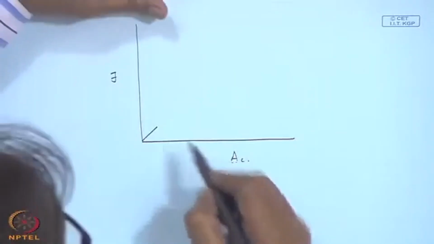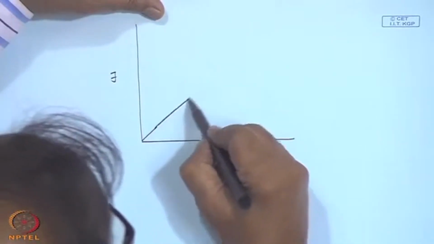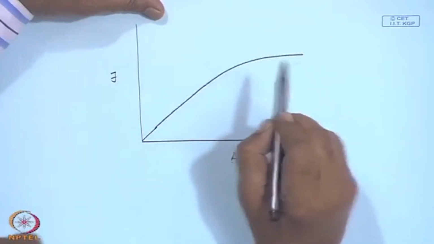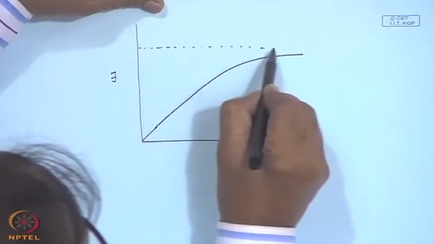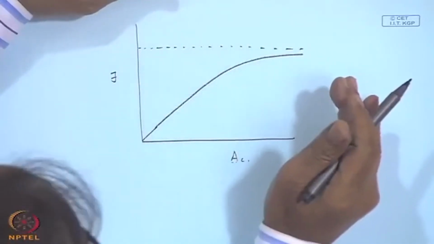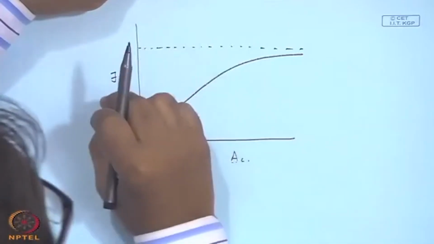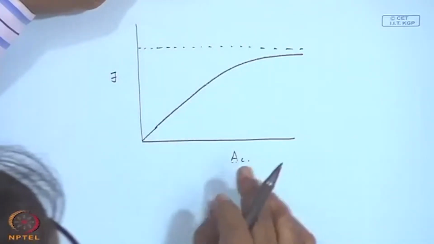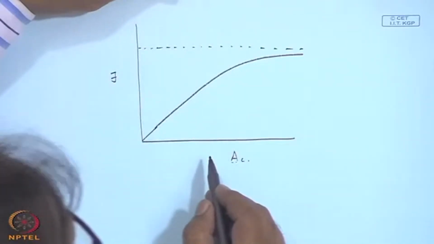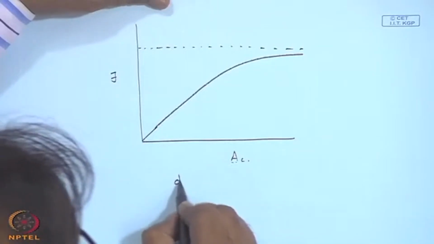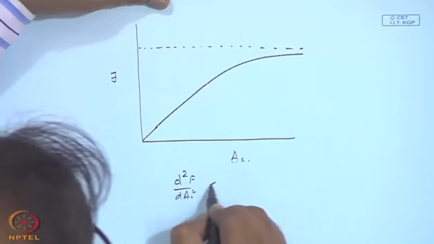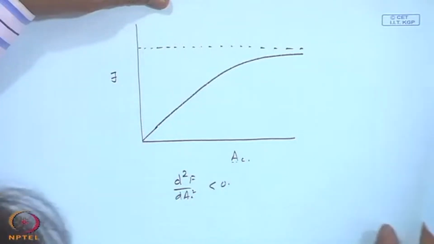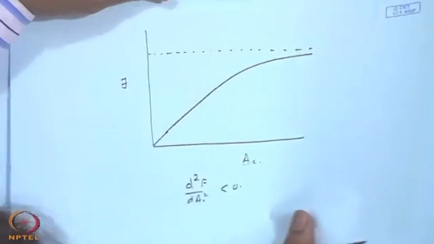and hence it will be directly proportional to the area. Subsequently, either because of non-uniformity in the load or the non-uniformity in the solar radiation, equal incremental areas will not result in equal incremental F, it will be less, which makes it a convex upwards curve, making d squared F upon dAc squared negative. That means F increases at a decreasing rate with area.